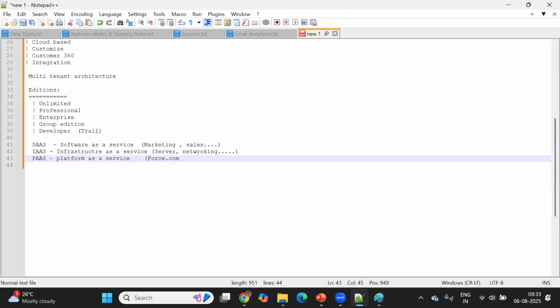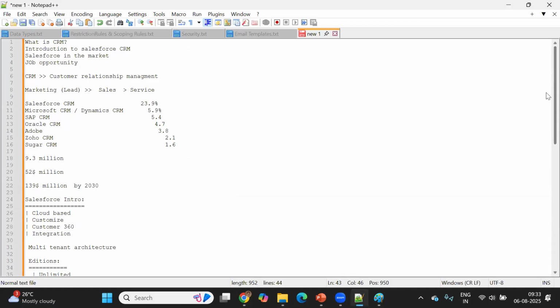Now you need to have some Apex code as well. For that, an external platform is required. This platform can be used. Force.com can be used for extending your existing functionality. So these are the three different services provided by Salesforce CRM, right?